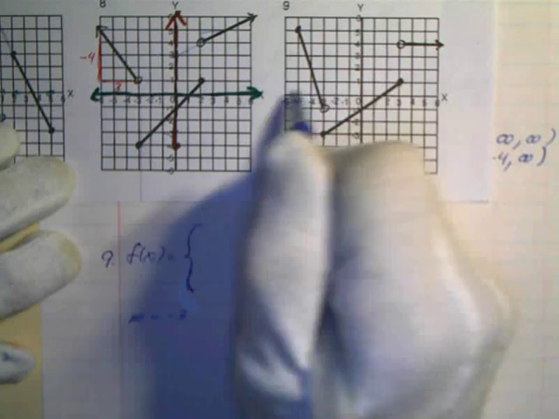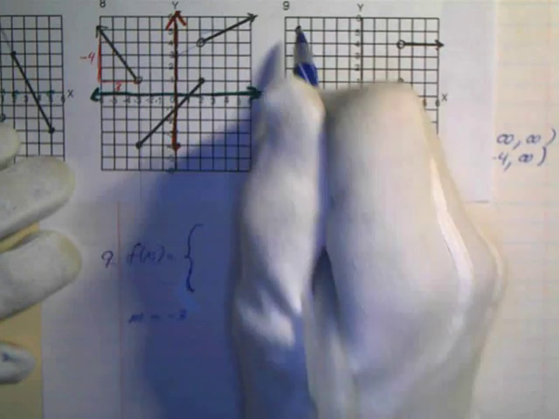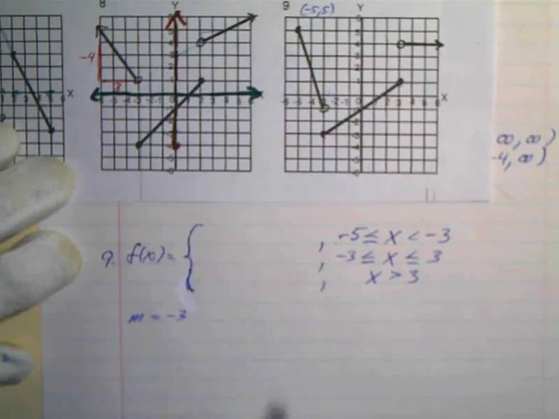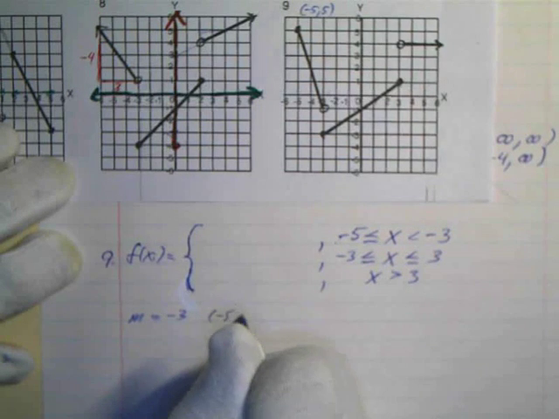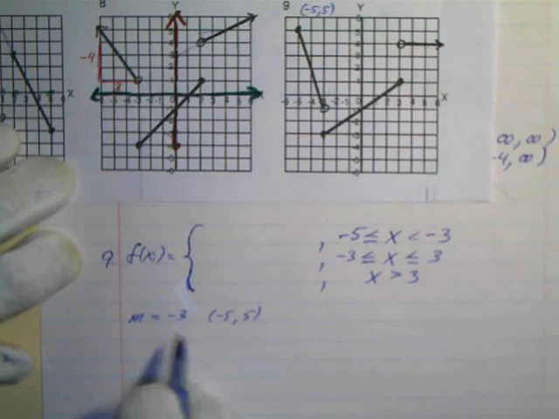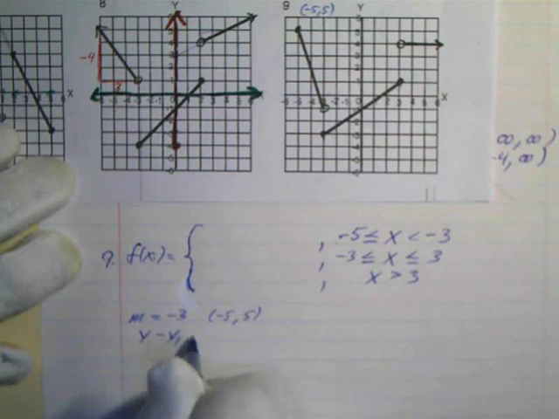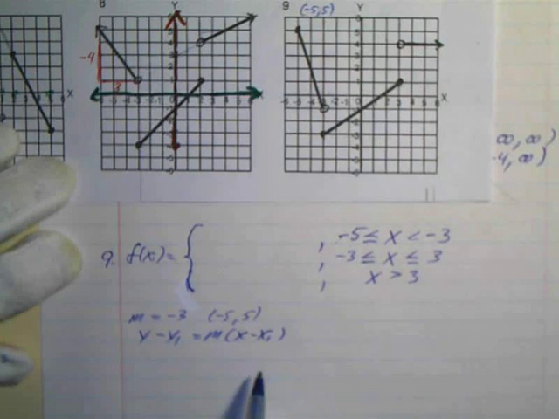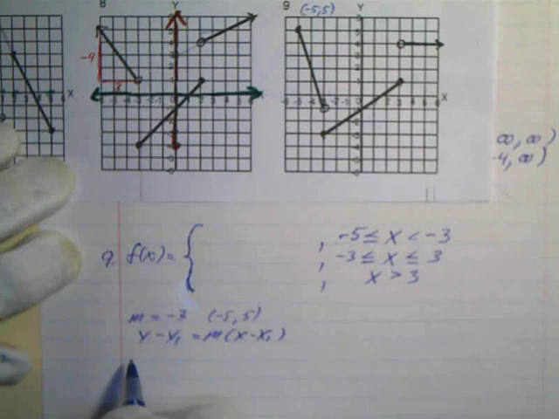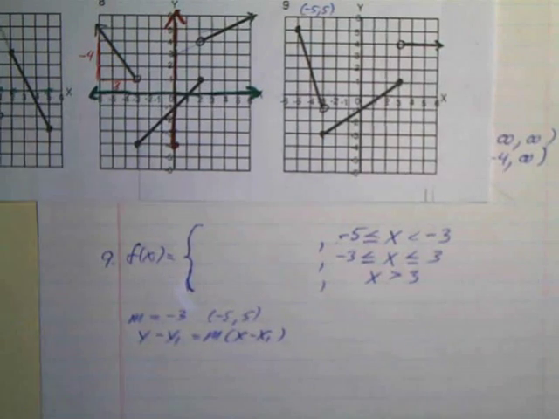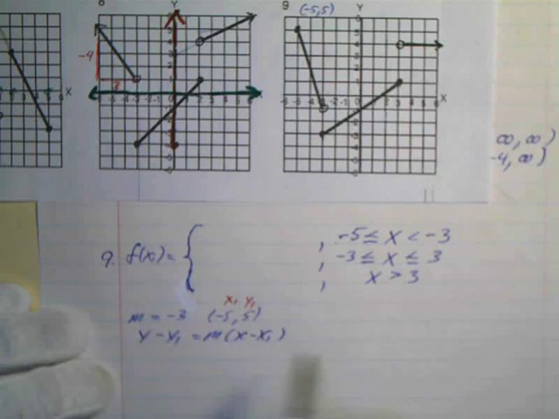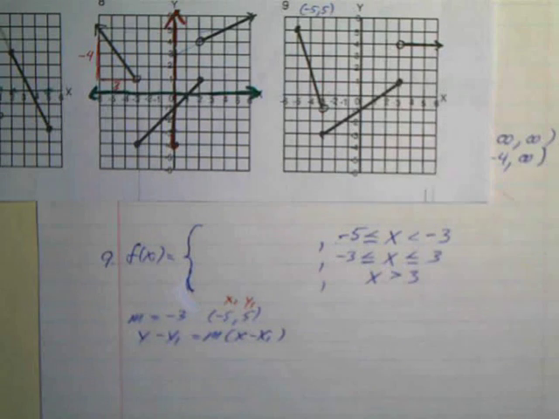So I can use this point over here, -5, 5. So I've got a point on the curve, -5, 5. And I've got the slope is -3, so I can use my y minus y1 equals m times x minus x1. That's my point-slope form. And I'll put my data in. I'll label my points. Remember I was saying to label the points. This will be x1, y1, and that's your m. Your m is -3.